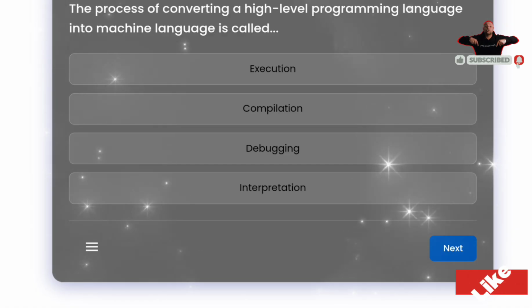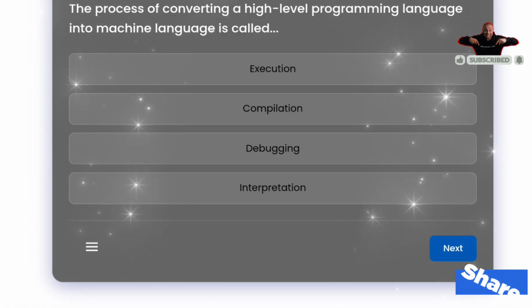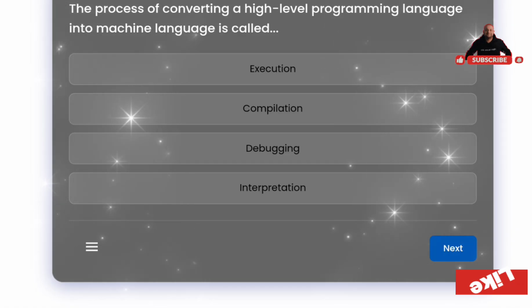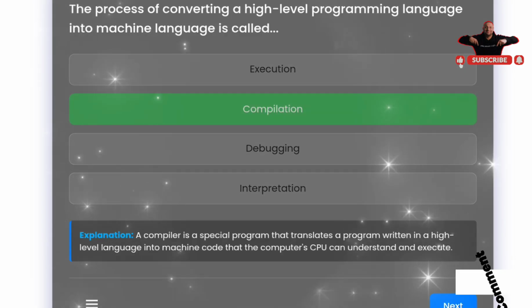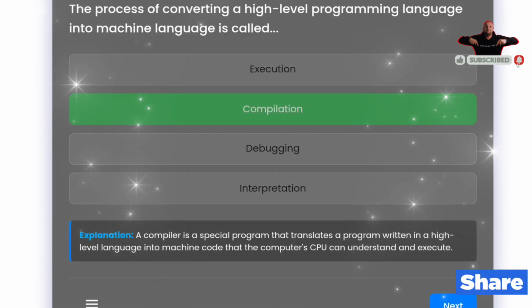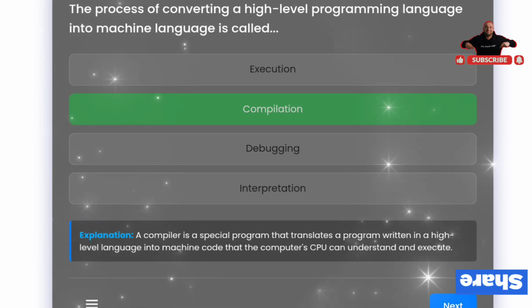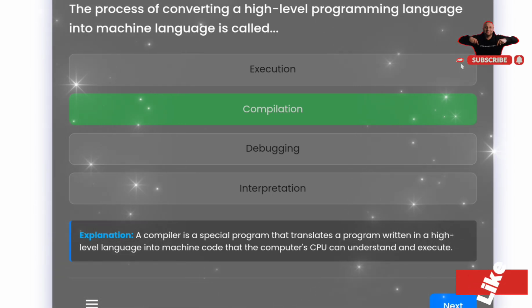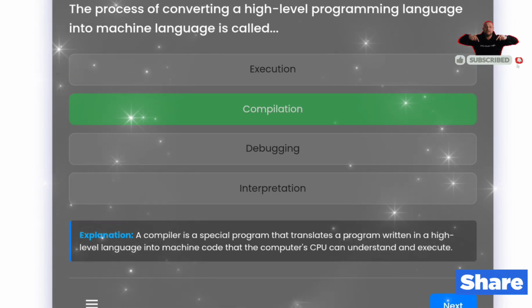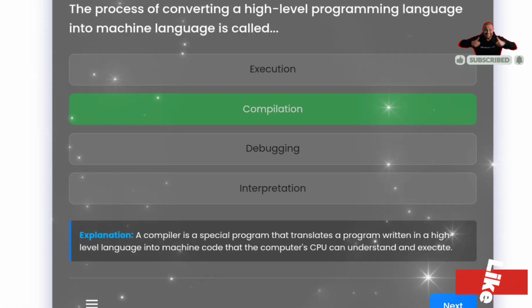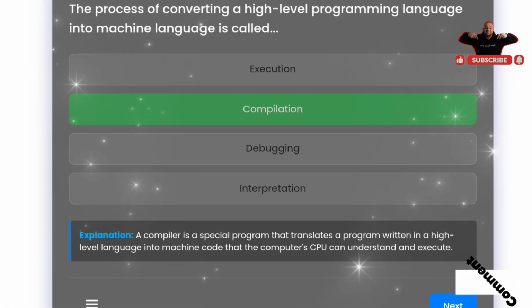The process of converting a high-level programming language into machine language is called compilation. A compiler is a specific program that translates a program written in a high-level language into machine code that the computer CPU can understand and execute.